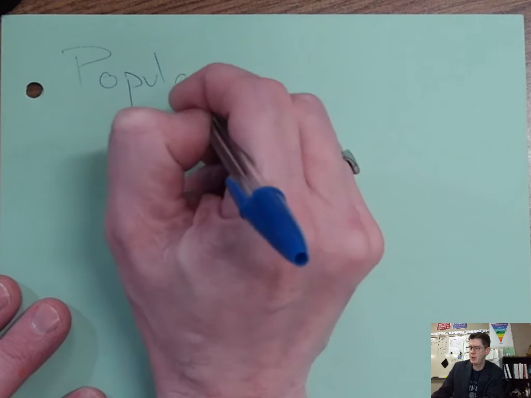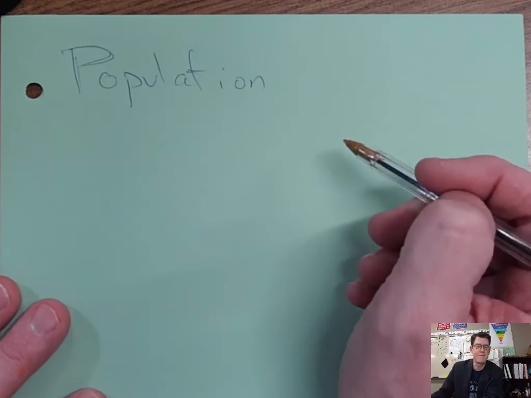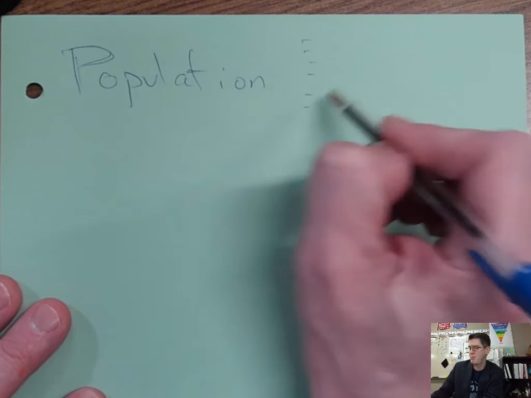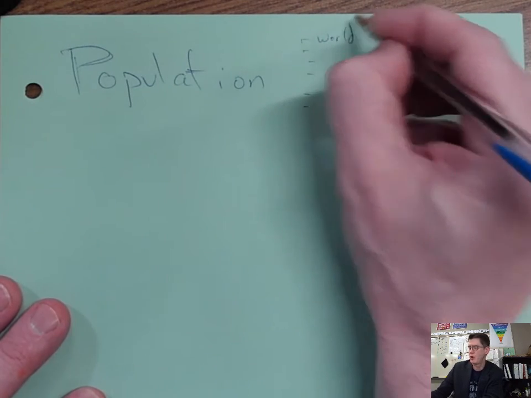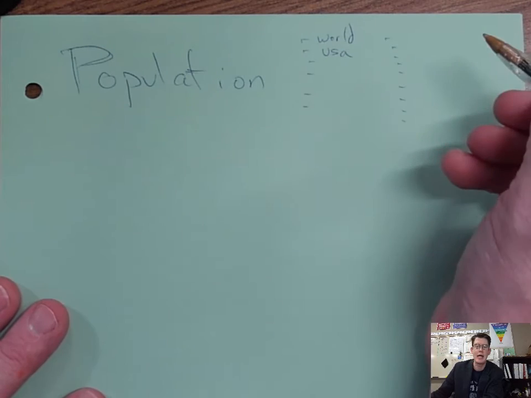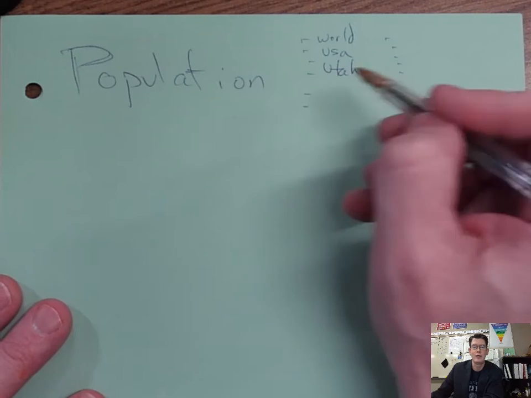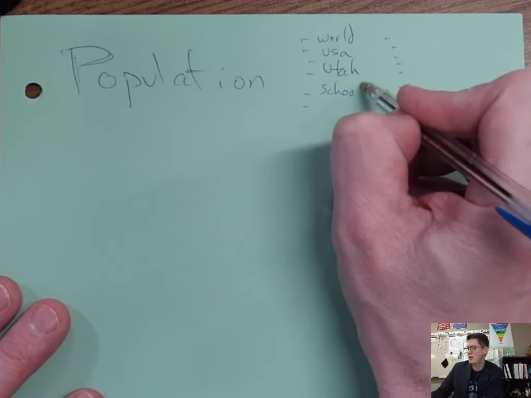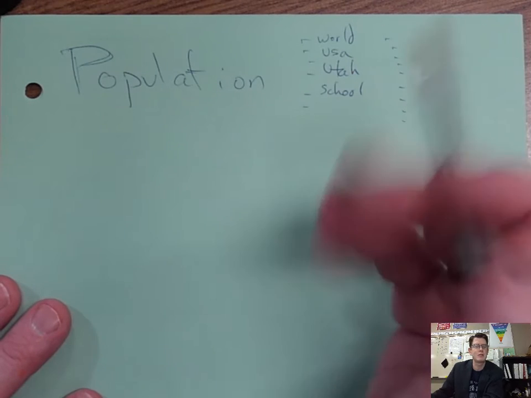The reason we do statistics is that we're looking at a population of things. And that population can be anything. The first thing that comes to mind is the population of the world, or the population of USA, or population of Utah, the state we're in, or population of school. But the population doesn't have to be people. The word population is really just talking about a group of things.